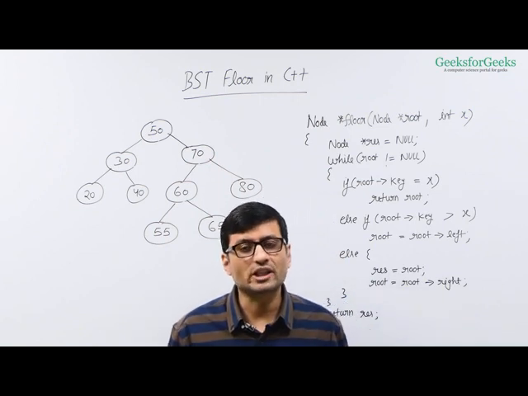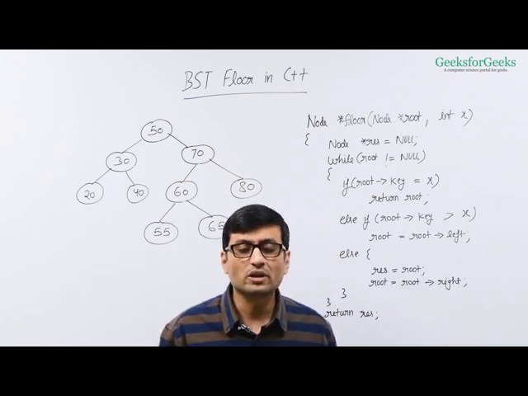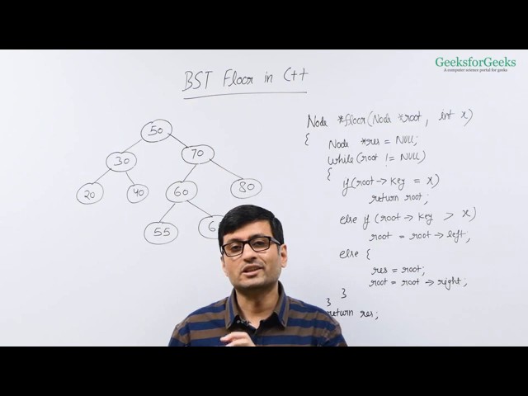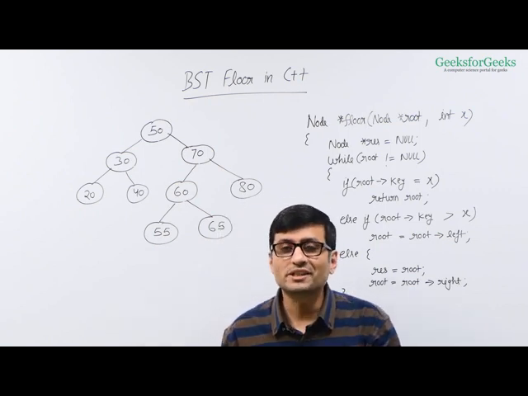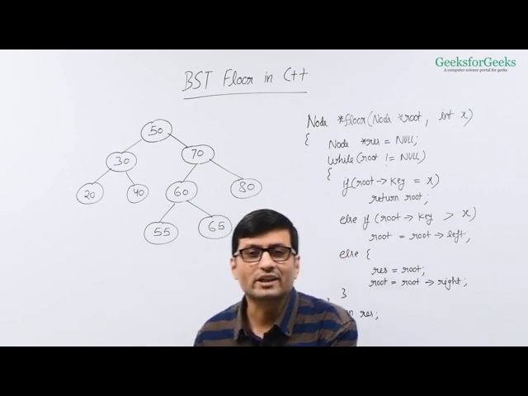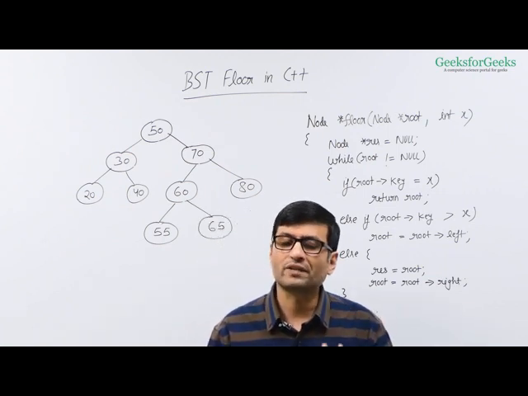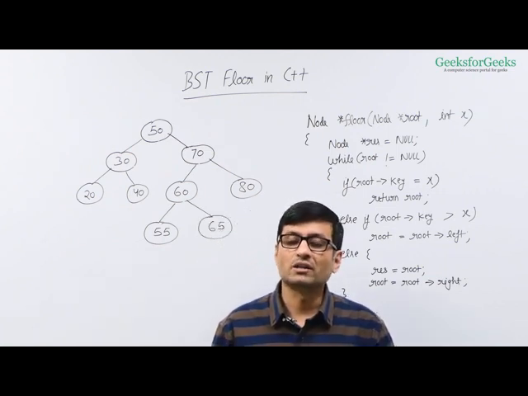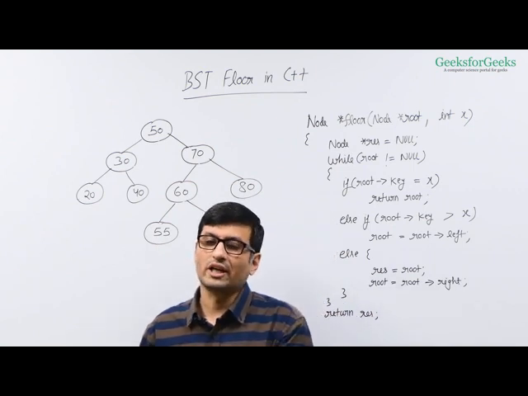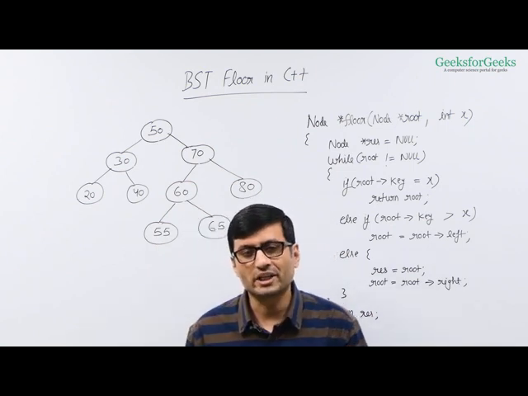If the root itself is the same as the key, we return the root. If the root is greater, it means that the floor has to lie in the left subtree. If the root is smaller, then the root itself can be a potential floor and the floor can also be in the right subtree. That's the same idea we are following.